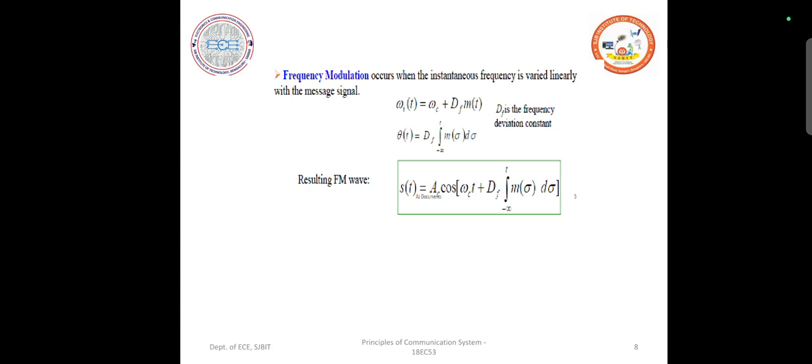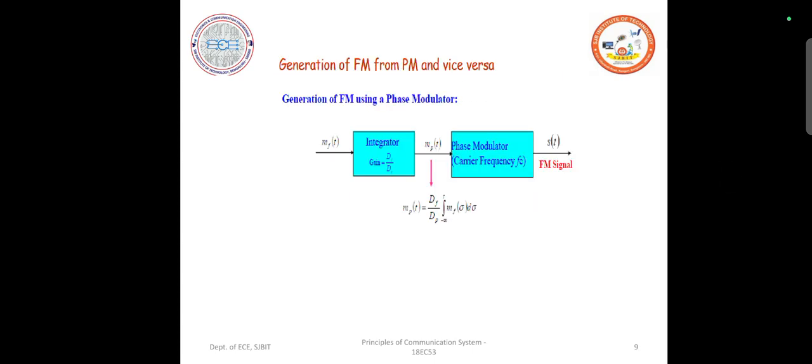So what will happen to ωi(t)? ωi(t) is ωc + df m(t), where θ(t) becomes df ∫ from −∞ to t of m(σ) dσ. The resulting FM will be s(t) = Ac cos(ωc t + df ∫ from −∞ to t of m(σ) dσ). So this becomes the equation.